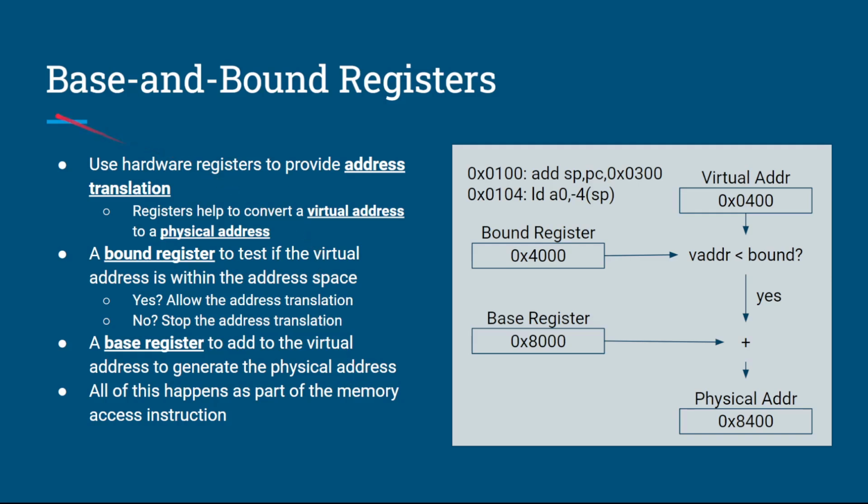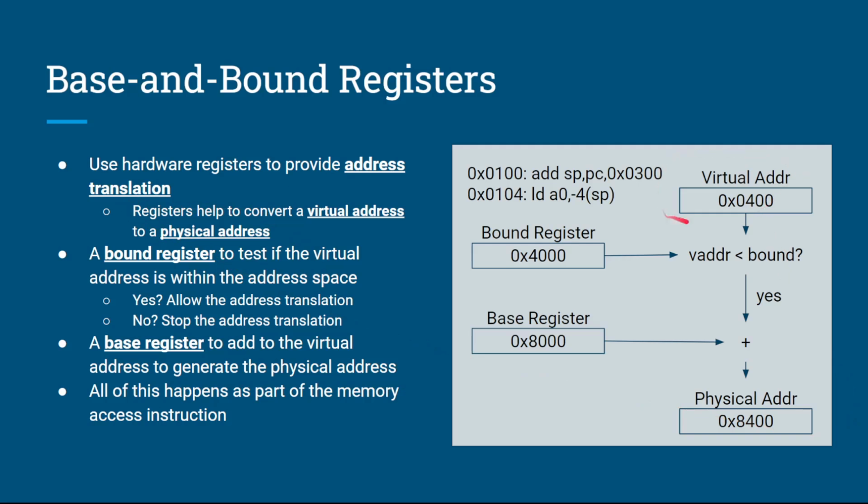We're going to start with something called the base and bound registers. These are two registers that are set in the CPU that identify the address space of a particular process. These are hardware registers, like I said, in the CPU that are used to convert what we call a virtual address into a physical address.